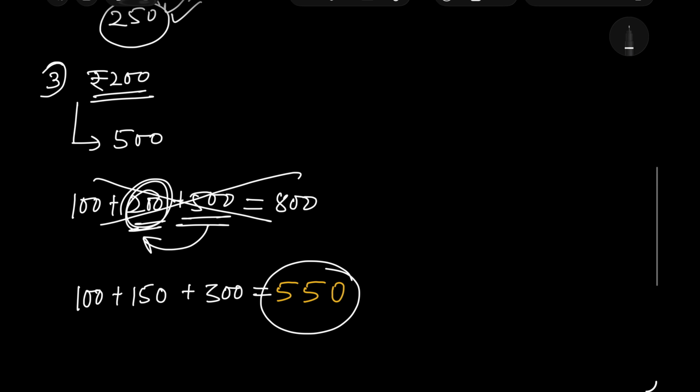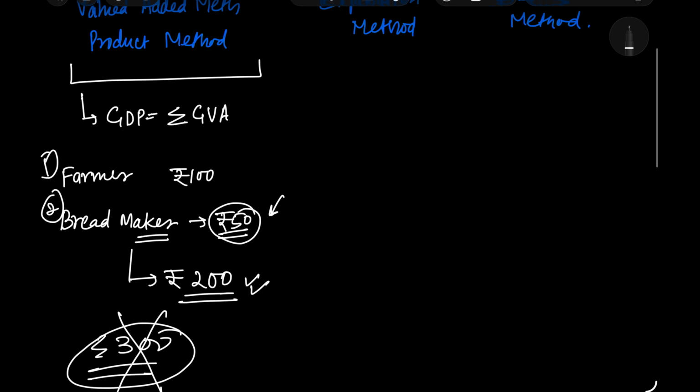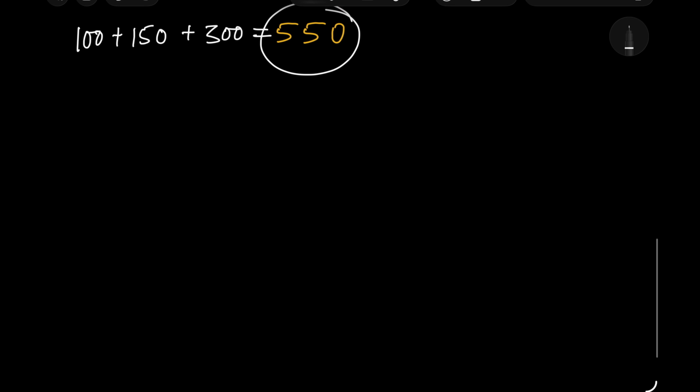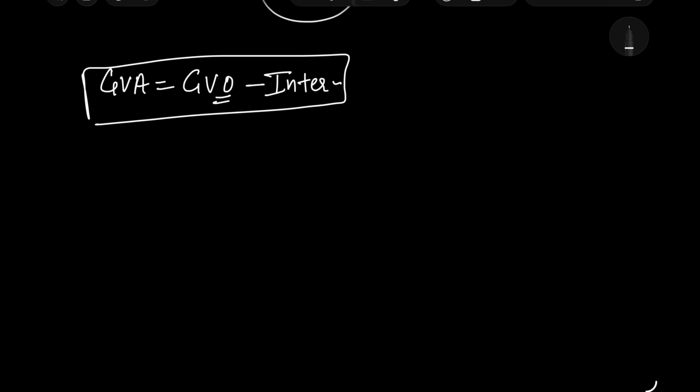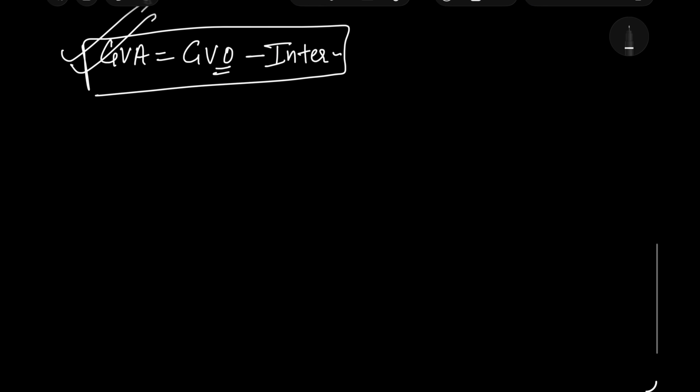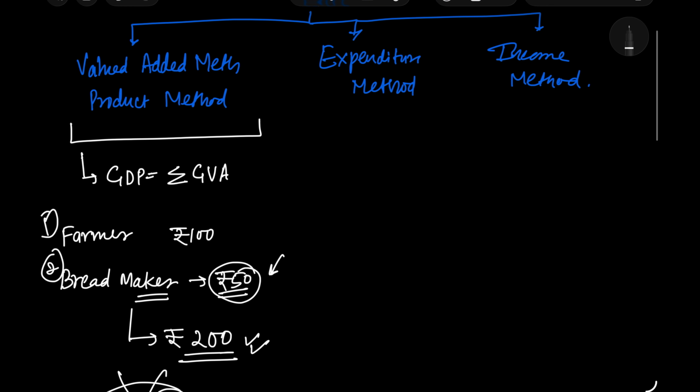So what we see is, in the GVA we are decreasing the value of the intermediary goods. So if they give it to you in the question in the exam hall that GVA is equal to GVO, gross value of the output, minus value of the intermediary, this is going to be true. Now this was one method of calculation.